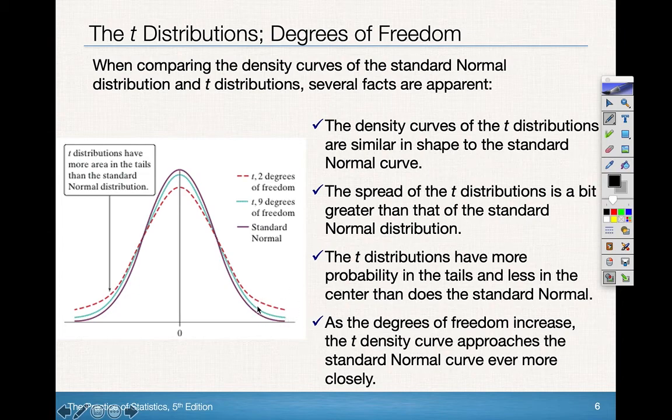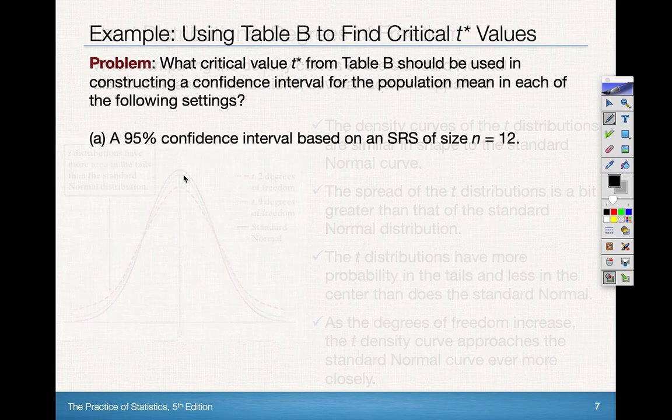Why is that? There's more unknown. They are still density curves, so the density curves for the t-distribution are definitely similar. The spread of the t-distribution is simply a bit more, meaning more room for error. The t-distribution has more tail area, I've said that. And as degrees of freedom goes up, the distribution looks more like a normal distribution.